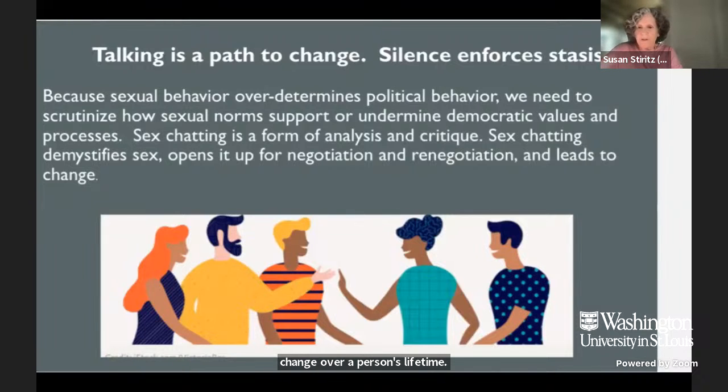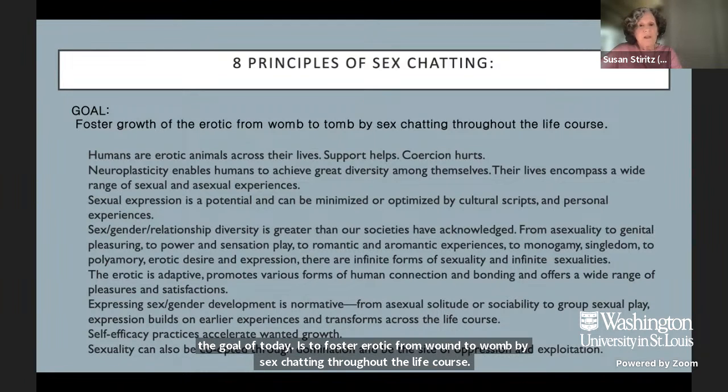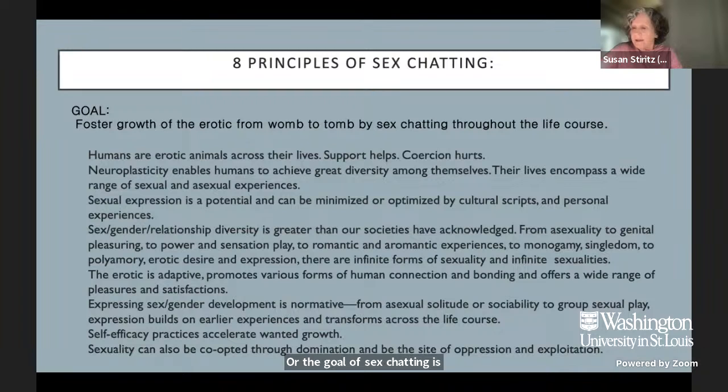So the goal of today is to foster the erotic from womb to womb by sex chatting throughout the life course. Here are some of the objectives of teaching the erotic, which is Audre Lorde's concept. Humans are erotic animals across their lives, and support helps. Coercion hurts.